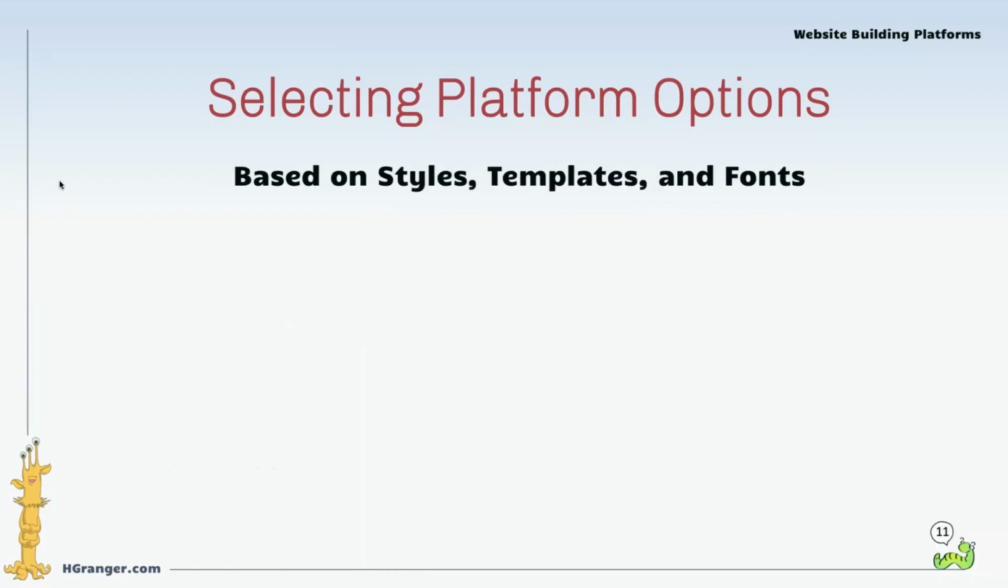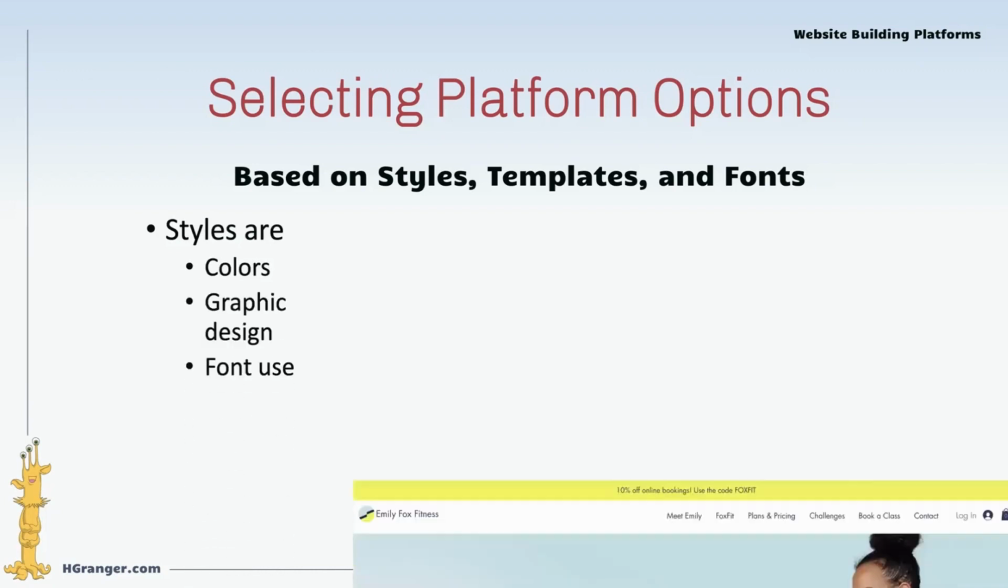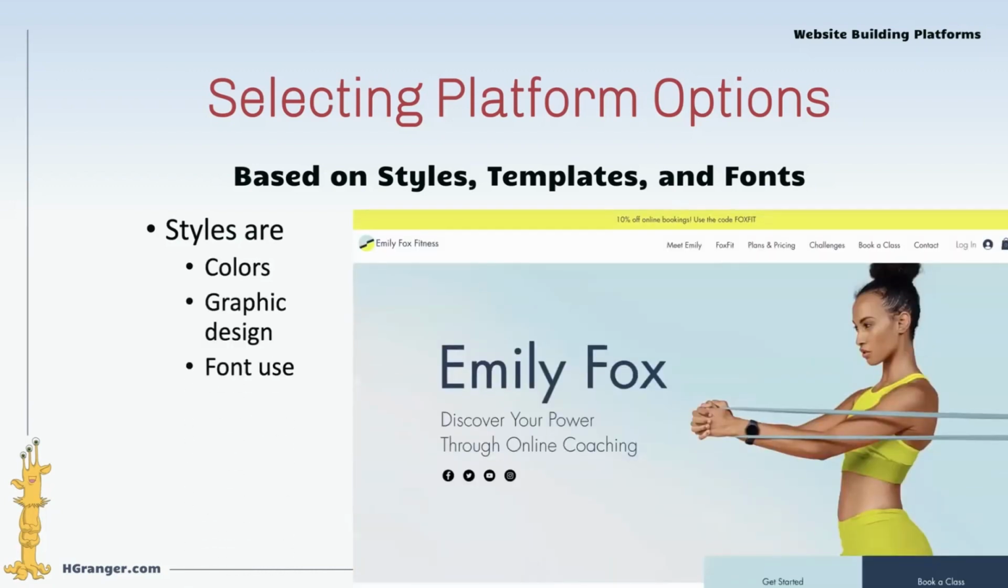The other thing that you want to look at, and you will find this more once you get into it and you are using the platforms that give you templates, and we'll talk about that, is what in your particular platform are its options for things like styles, templates, and fonts. So styles are colors, graphic design, font use, everything you see on the page. So these are all your styles, right? These are the styles for this class, which is a navigation, and this is a headline font, and these are smaller fonts, and these are the base colors used, right?